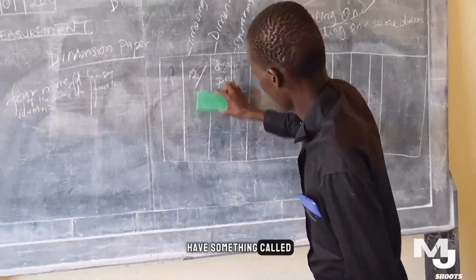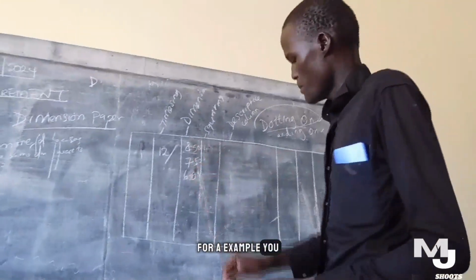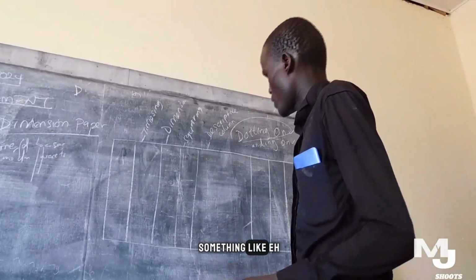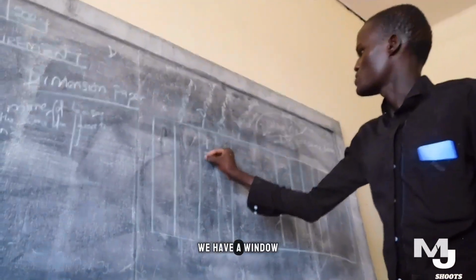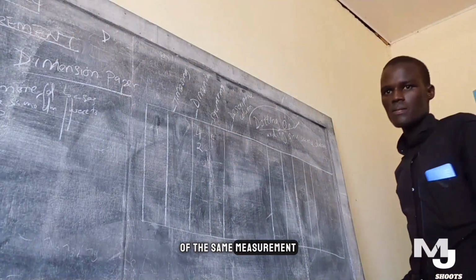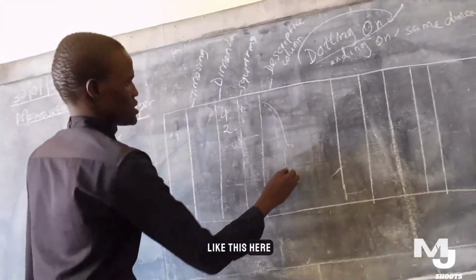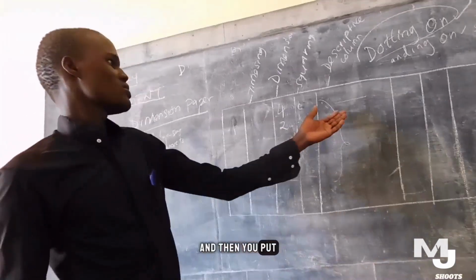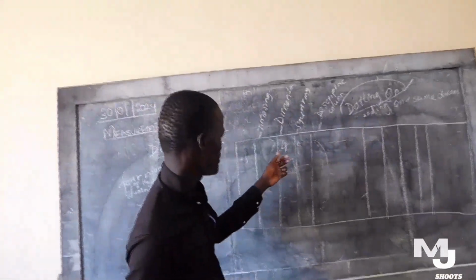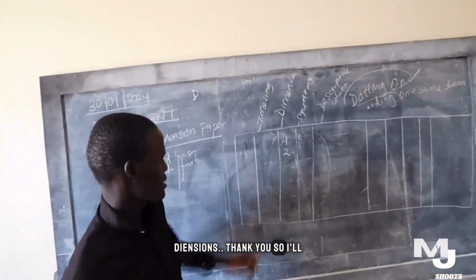Then after that, you have something called hanging or holding description. For example, you have a column of the same measurement, just one column. Let's say not a column, maybe a window. We have a window of the same measurement, maybe 4 by 2. And again, we have something here of the same measurement as this one. Instead of repeating, you just put something like this. Don't mind my drawing. And then you put the description here, maybe just a simple description. So this description describes both this and this because they have the same dimension. Thank you. So I will stop there.